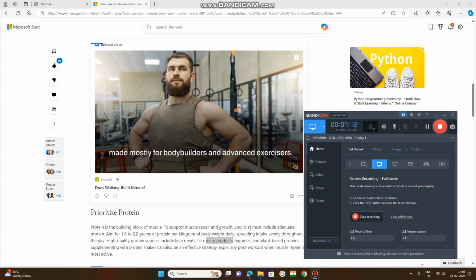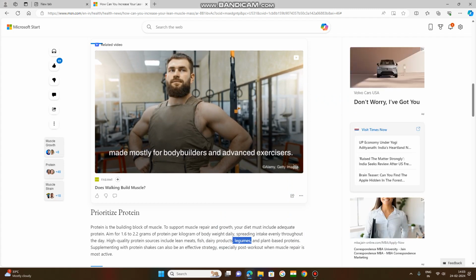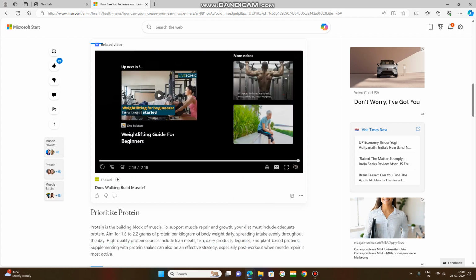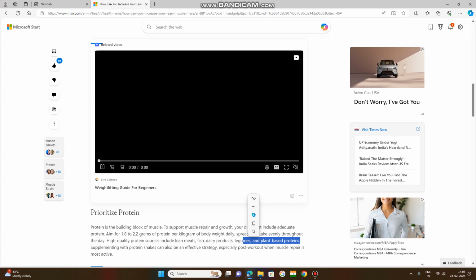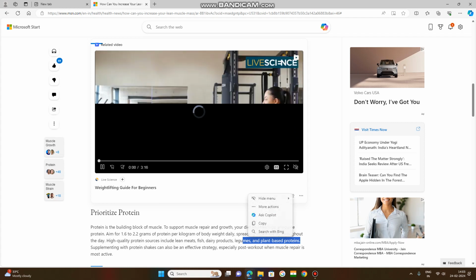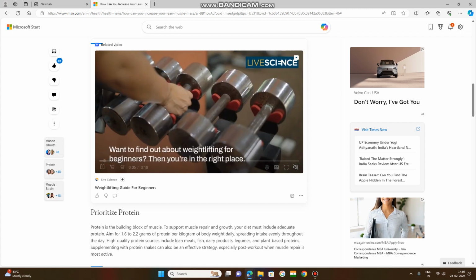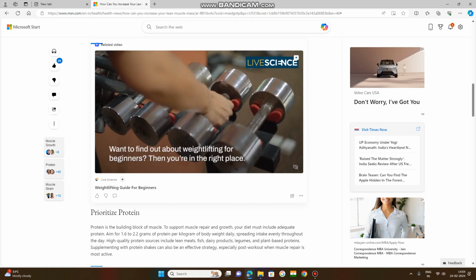So we need to use legumes and plant-based proteins. Pulses and plant-based proteins include pulses, meaning red gram, green gram, kandipappu, pesarapappu, all those pappus, to supplement with proteins. Now next is what?